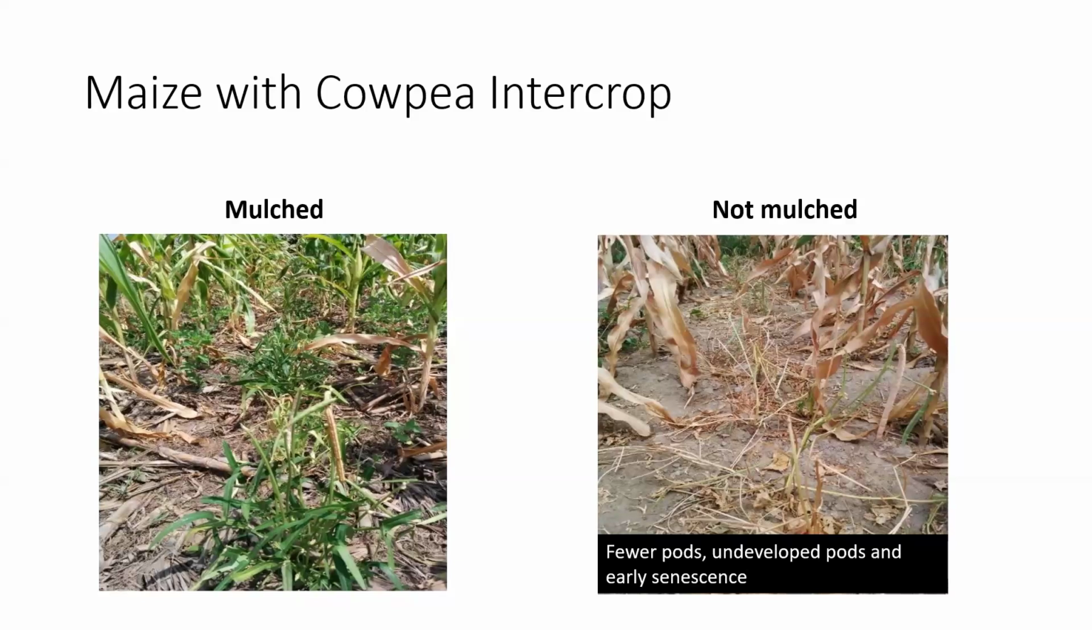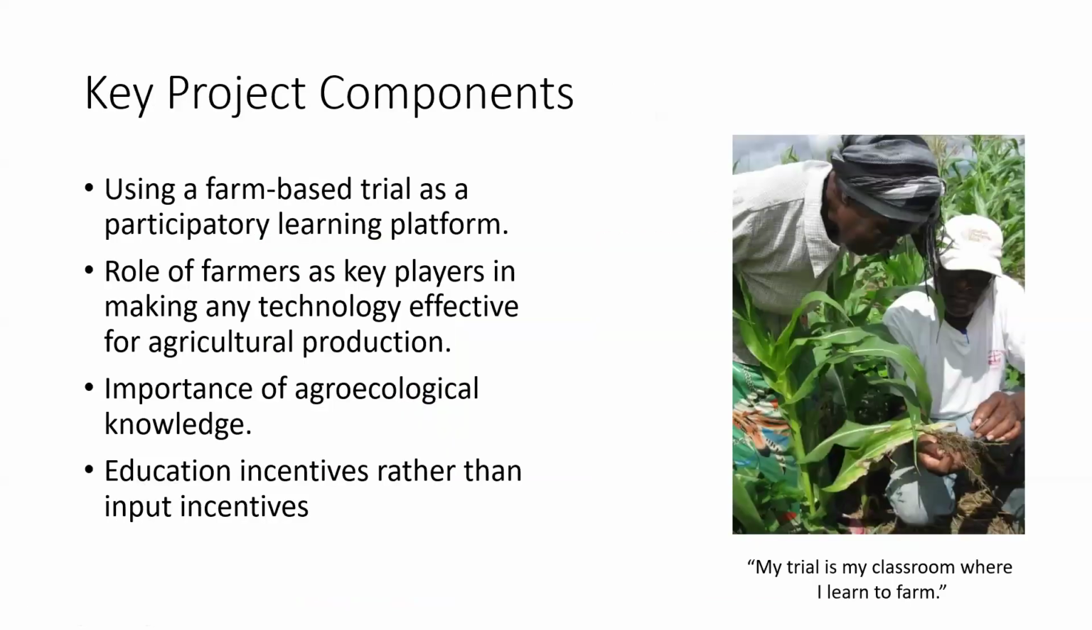We looked at different legumes. Here we have an area where the cowpeas are mulched. Here they're not mulched, and you've got less water conservation, so the legumes aren't growing as well. So these are the things that farmers are learning.